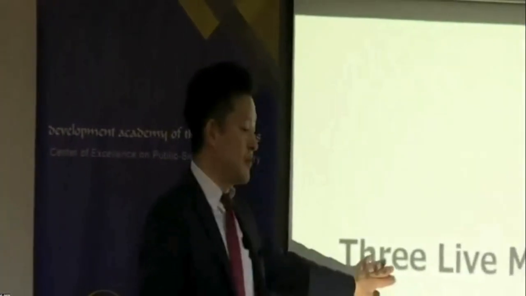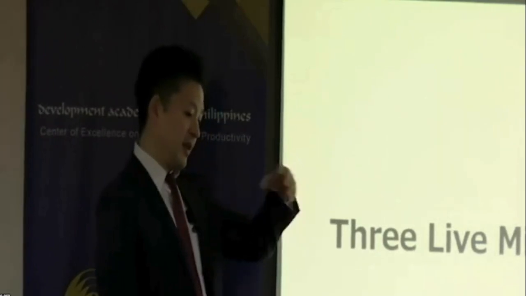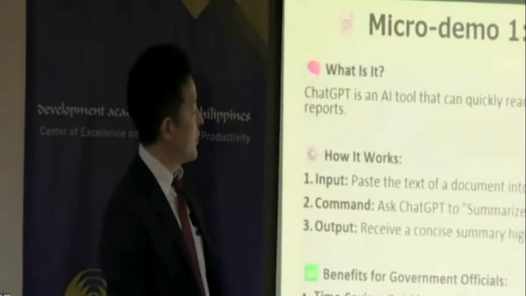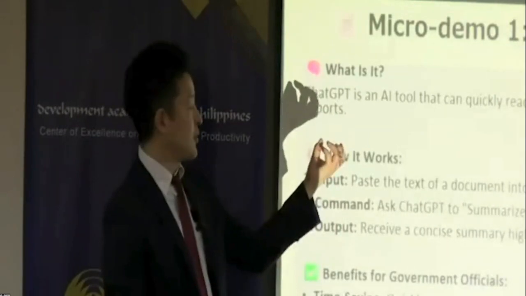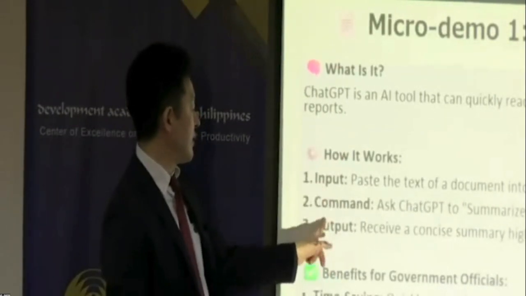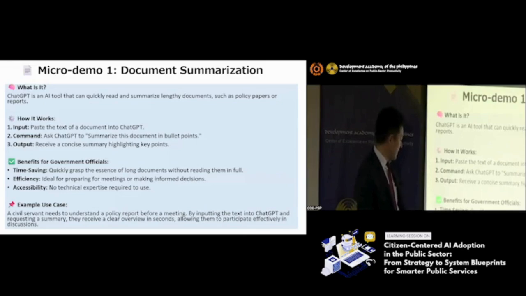So now we are moving back to the micro demo, following the original schedule. But it's very important. So, micro demo: summarizing the document. So GPT can work. Then we can paste the text which needs to be summarized. Of course, there's a benefit, right? Example.